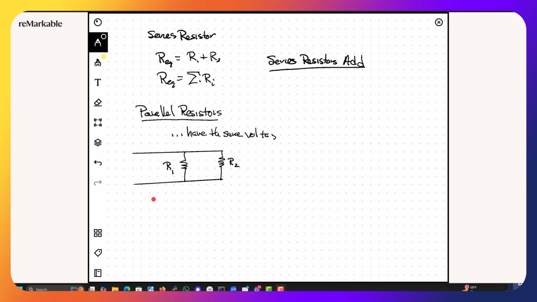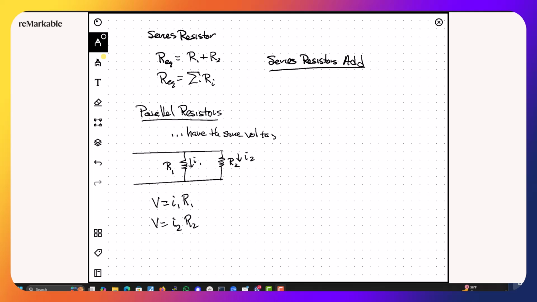So we know that V is I1 R1. They won't have the same current. And V is I2 R2, right? They have different currents, right? There's an I1 and an I2 there, let's say.